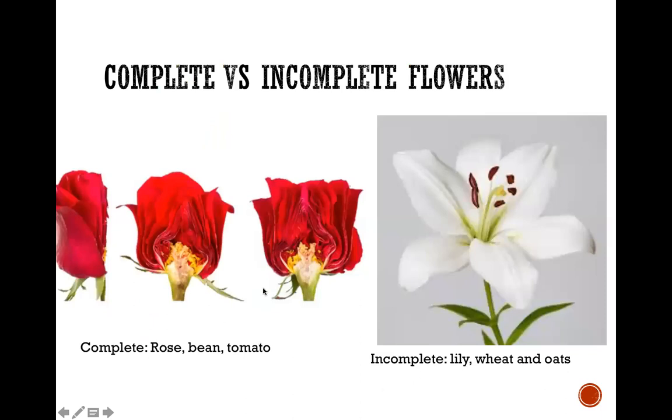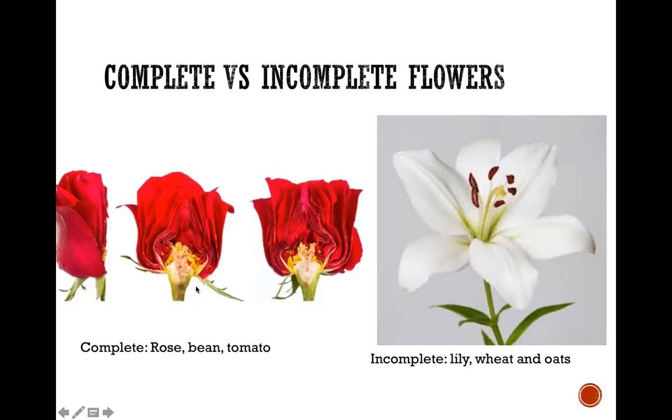So looking at these two examples here, if we look at this one, for example, it might be a little bit misleading. You might think, oh, it has the stamens, it has the pistil, it's got some petals. Surely it's complete. Well, what you can't see is there are no sepals here. So it's not complete. So we say it's incomplete. So lily is a good example of that. Wheat and oats are also incomplete.